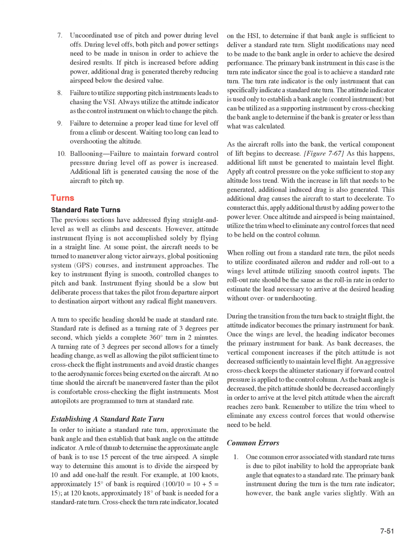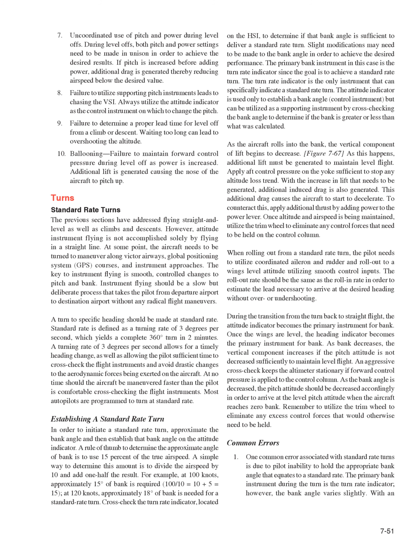Cross-check the turn rate indicator, located on the HSI, to determine if that bank angle is sufficient to deliver a standard rate turn. Slight modifications may need to be made to the bank angle in order to achieve the desired performance. The primary bank instrument in this case is the turn rate indicator, since the goal is to achieve a standard rate turn. The turn rate indicator is the only instrument that can specifically indicate a standard rate turn. The attitude indicator is used only to establish a bank angle, control instrument, but can be utilized as a supporting instrument by cross-checking the bank angle to determine if the bank is greater or less than what was calculated.